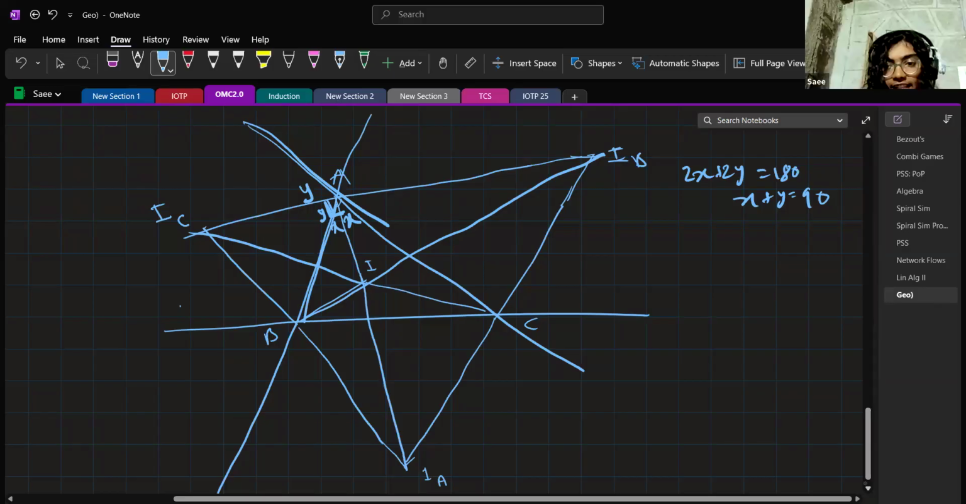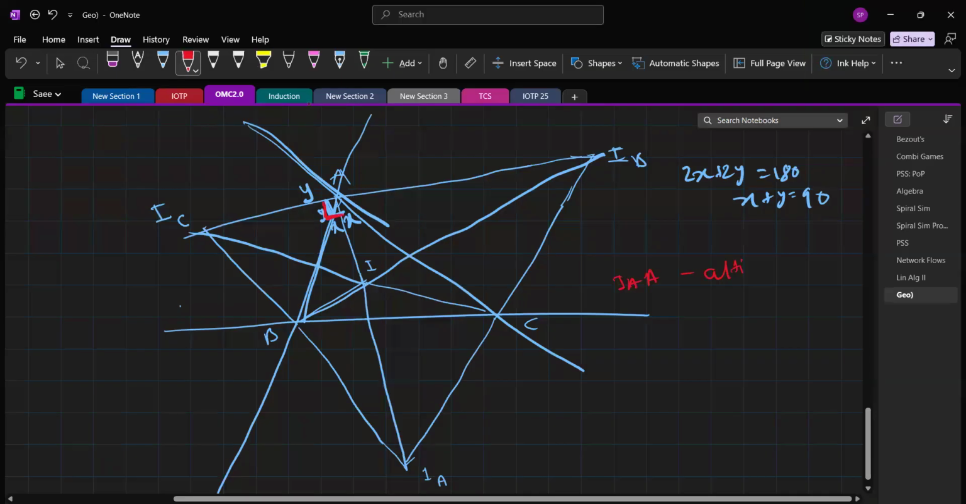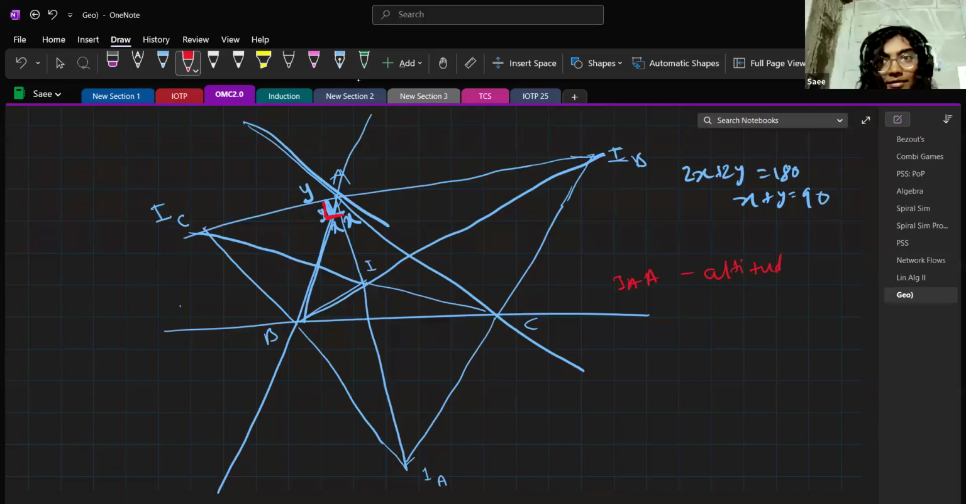Exactly. So if you consider IAIBIC as your main triangle, then as you can see, IAA is just 90 degrees, which means IAA is the altitude.